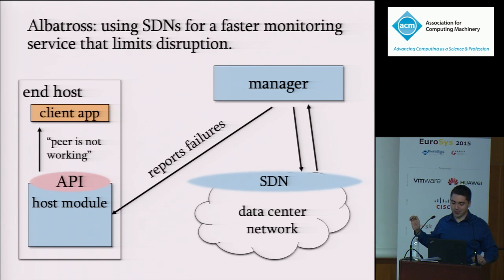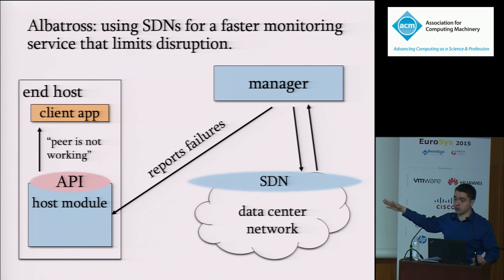So here again, I have this picture of Albatross, and I didn't give a good overview of this earlier, so I will do it now. Albatross has roughly 3 components. There's a manager, which is learning about these failures from the software-defined network, and it's reporting these failures to the host module, which in addition to doing the keep alive work I talked about earlier, exposes this API to client applications through which it can learn which of its peers are working.